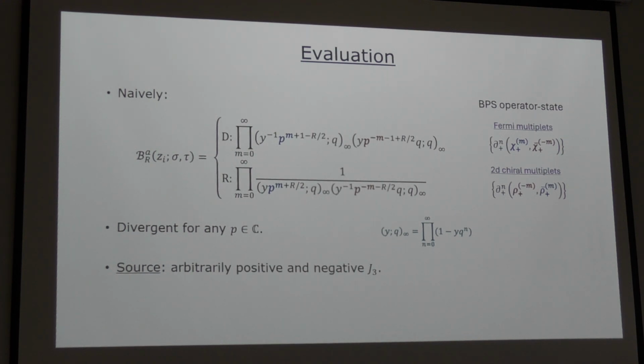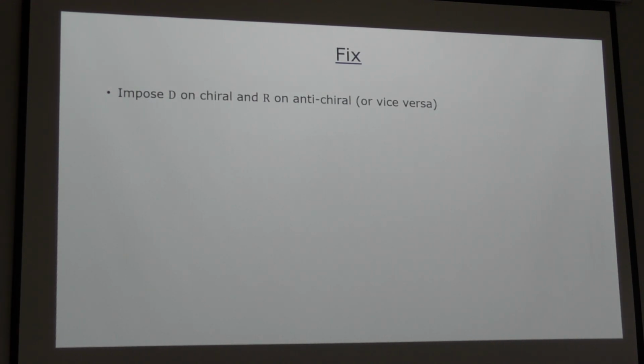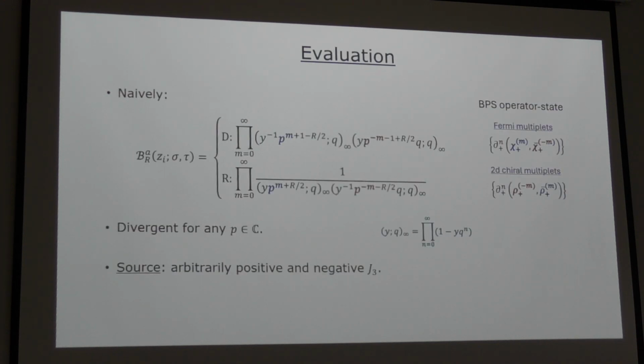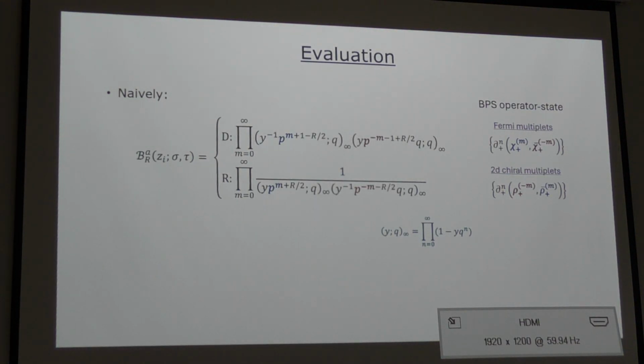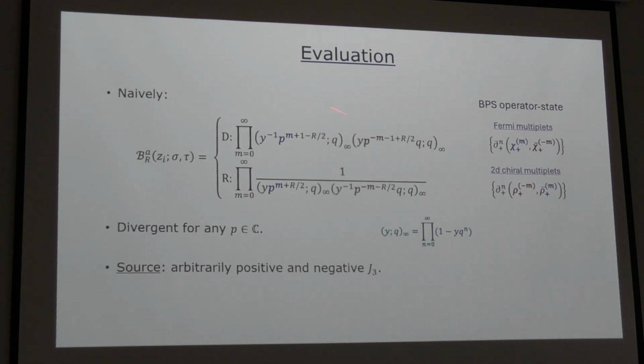So that is a problem. But there is a fix. This problem also suggests a fix, and the fix is as follows. I want to make these indices convergent. I want to basically only include either positive or negative J-freedoms. In that case, I will have a convergent expression.